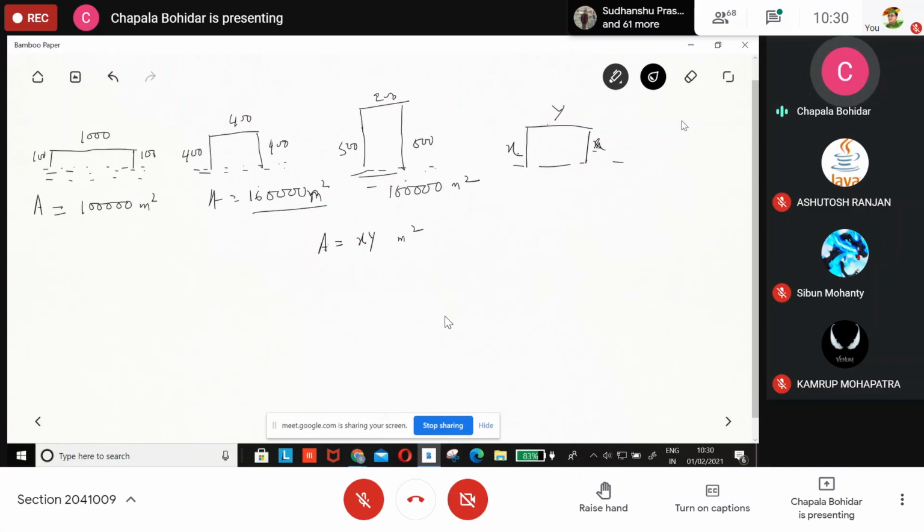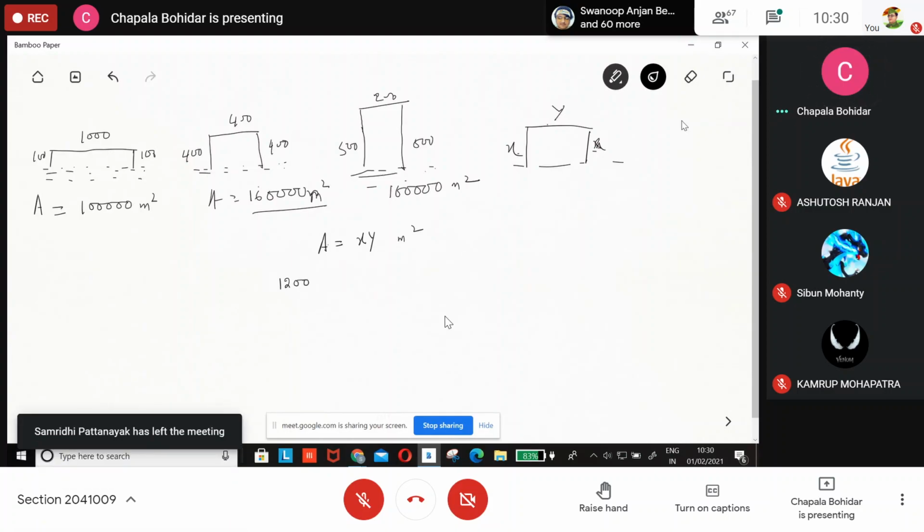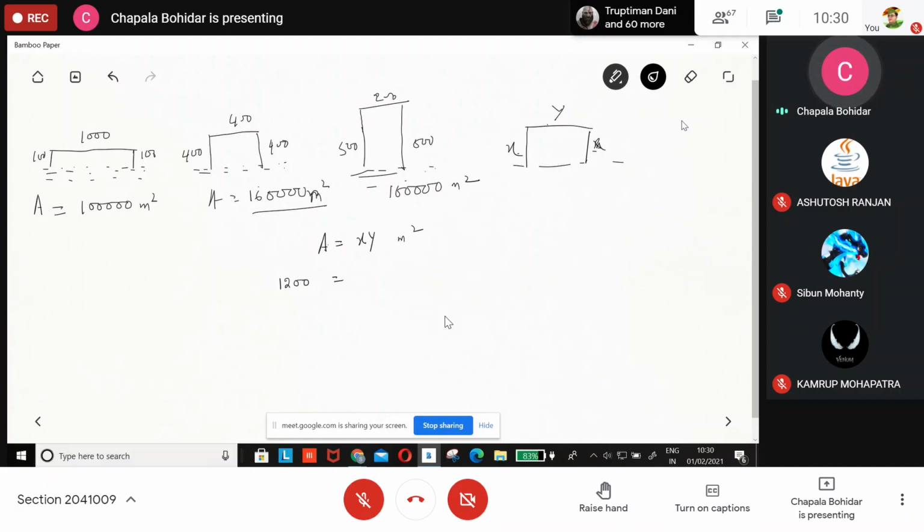So here the 1200 meter is given to you. The farmer has fencing, so 1200 meter is equal to what he fenced on this rectangular field. There is no need to fence the river, so 1200 meter equals 2x plus y. Very good. It is 2x plus y. All of it clear? Yes, ma'am.